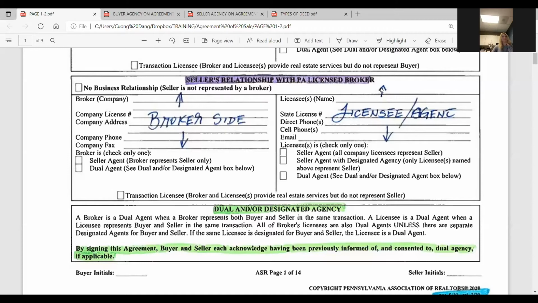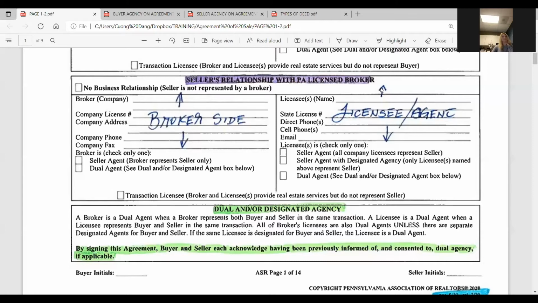But for instance, if you decide that you're going to represent the buyer in this transaction to protect the buyer and write up the offer, you can mark on the seller side, no business relationship. Seller is not represented by a broker. And that way you're just representing the buyer to whom you can give advice. It's very difficult to represent a buyer and not give advice. So transaction licensees are very hard to do.